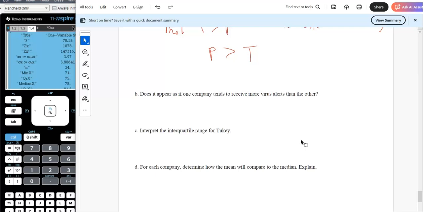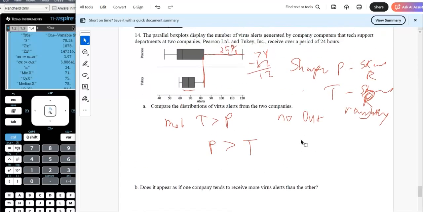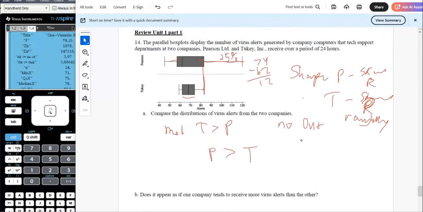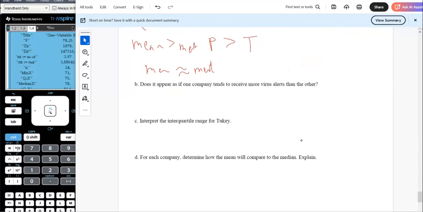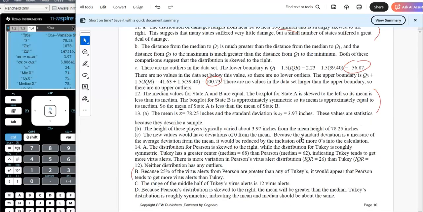For each company, determine how the mean will compare to the median. Well, this one's skewed. So for this one, you're going to say the mean is greater than the median. This one is approximately symmetric, so the mean is approximately equal to the median. Sorry, so sloppy. Explain, so you might want to explain more about the context. Again, the reason: because it's skewed to the right, the mean is bigger than the median; roughly symmetric, the means are about the same.